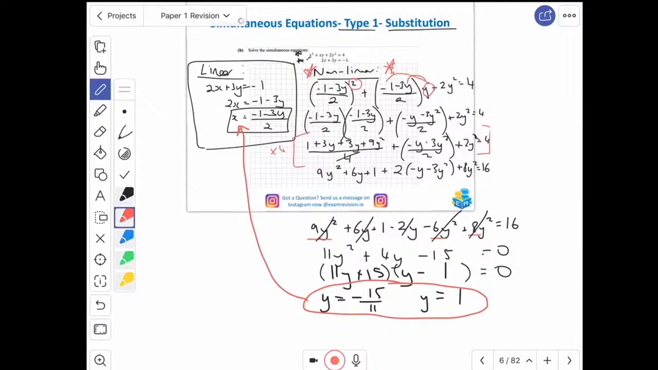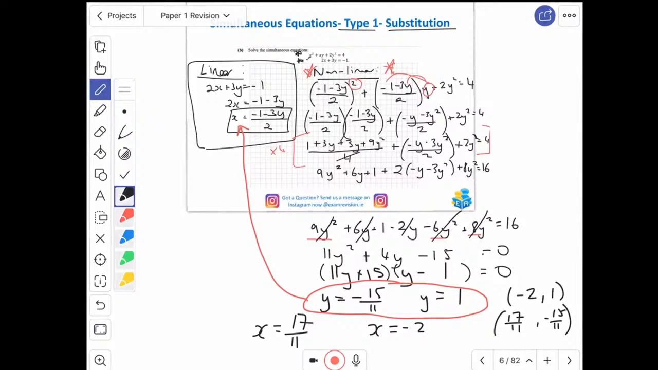So you're going to input those back in, you're going to substitute it. I'm not going to do that out, but you should end up with an answer of x equals 17 over 11 and x equals minus 2. Okay, so again, we've got our two answers here. If you want, you could put those into coordinates, and you'd end up having minus 2 and 1, and then the other one would be 17 over 11 and minus 15 over 11. Okay, so that's our first example of simultaneous equations using our substitution method.